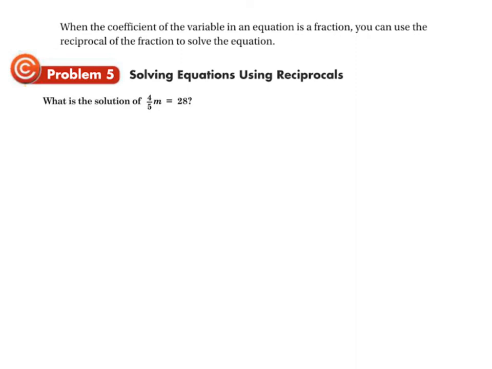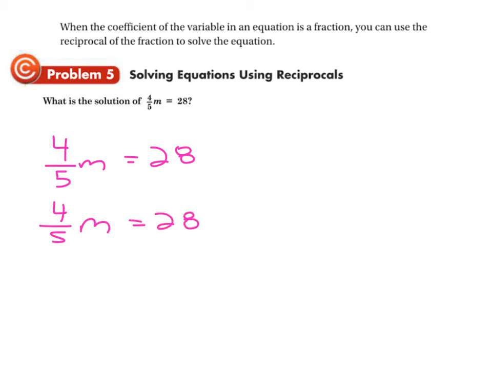Okay, here's the problem. What is the solution of 4/5 m equals 28? I'm going to write this down and then erase, but check it out. Right now, you can think that m is being multiplied by 4/5. Okay, and how do you undo that? Well, you could divide both sides by 4/5. You could have 4/5 m equals 28. Remember, you have your original equation unchanged, and then on the next line is where you do your modifying of the equation.